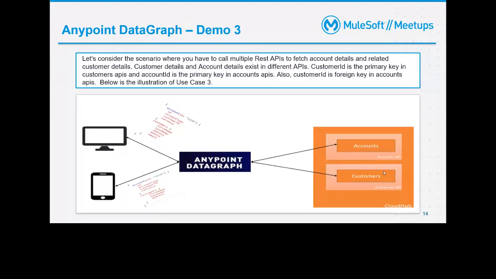In that case, account ID will be the primary key in accounts, customer ID will be the primary key in customer, and customer ID will be the foreign key in accounts. That is the relation we are going to set up, and we will see that demo also. So these are the three demos we are going to see. Any doubt on the demos?